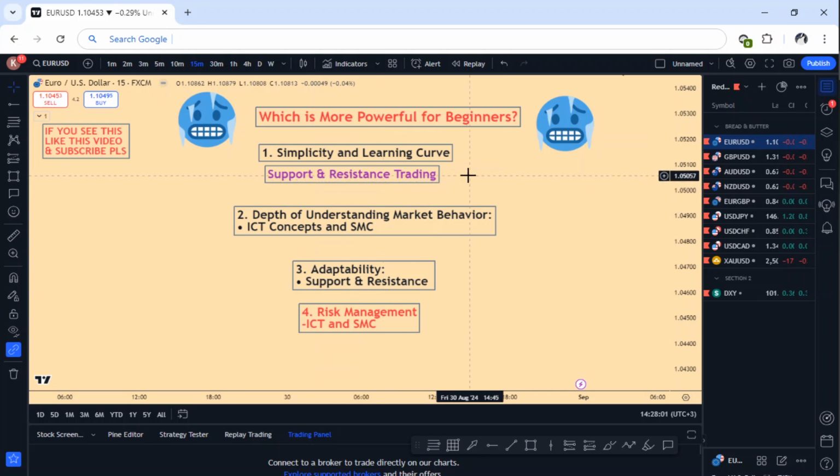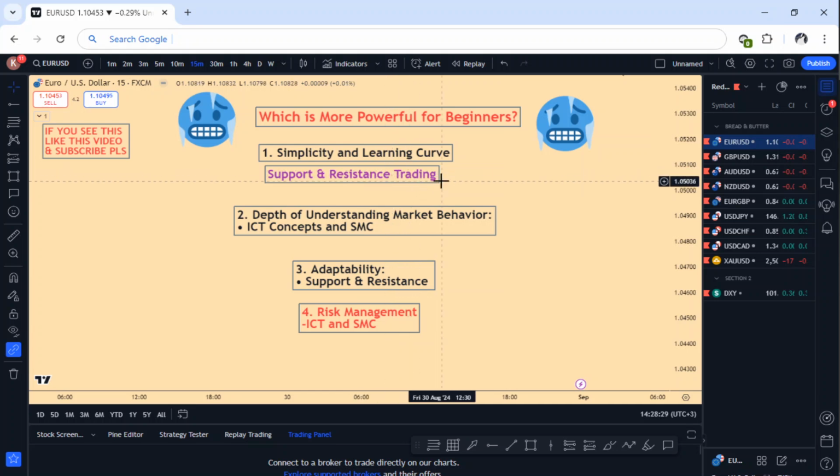Support and resistance is the simplest and the most intuitive concept for beginners. It provides a straightforward approach to understanding how price reacts to certain levels and offers trading opportunities in those particular zones. So it's always a good starting point for anybody who is a beginner to understand basic price action.